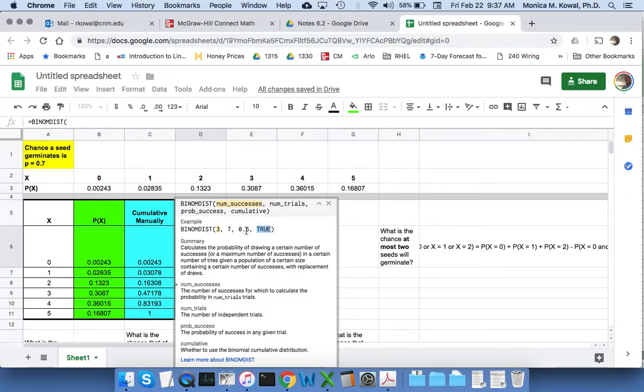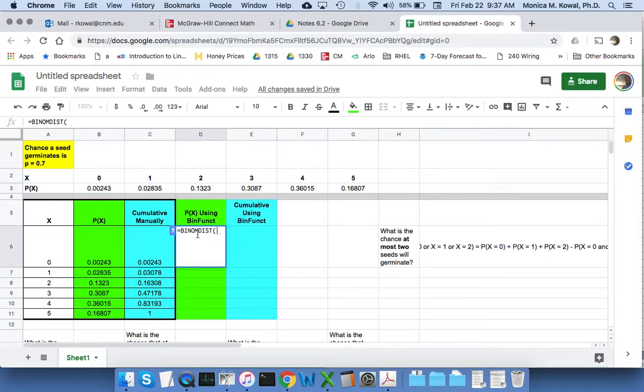Let's look at the false case to begin with. So it wants the number of successes. Let's select that cell over there. It wants the number of trials. We know it's 5. We are also given the chance of a success, and let's turn the cumulative function inside of it off by typing false. We can see that that value for a probability matches that one. If we stretch it, we get all matching probabilities that are over here for the discrete cases. So that's great, but that's using the case of false.